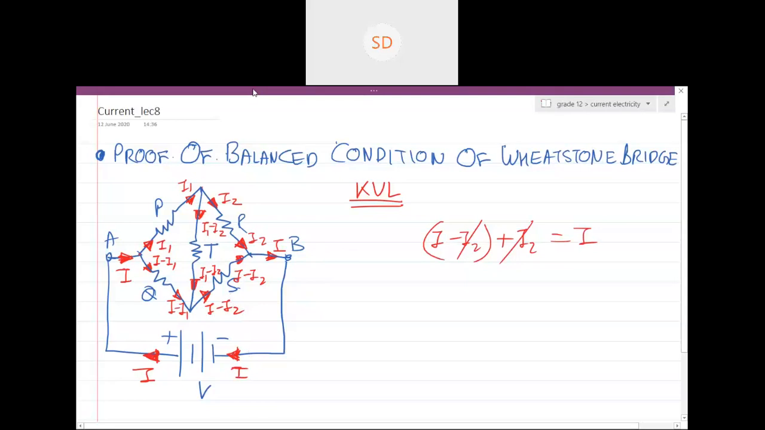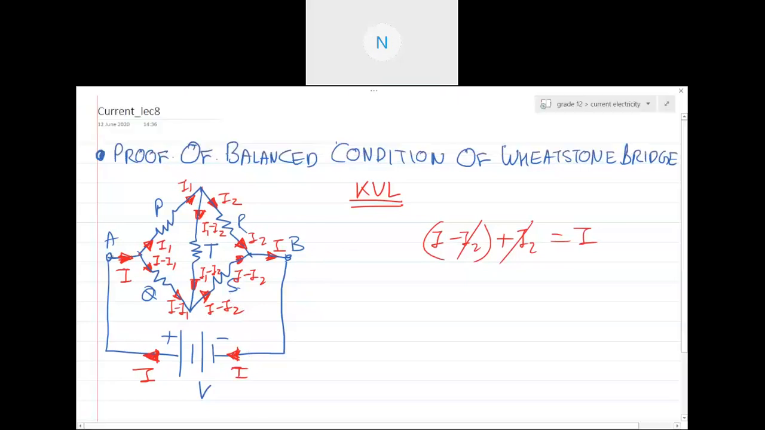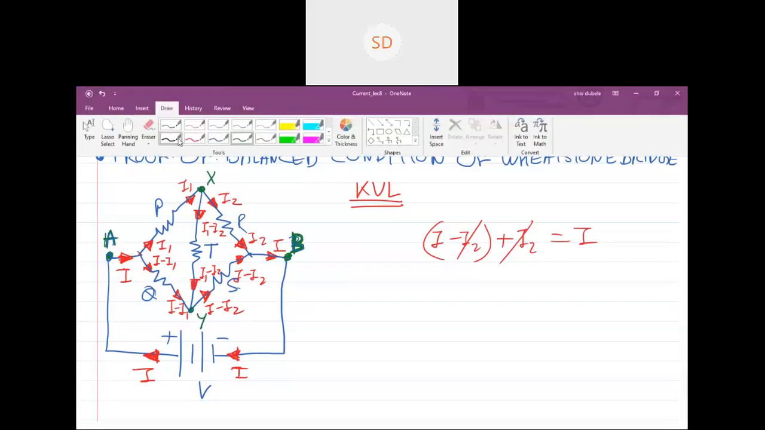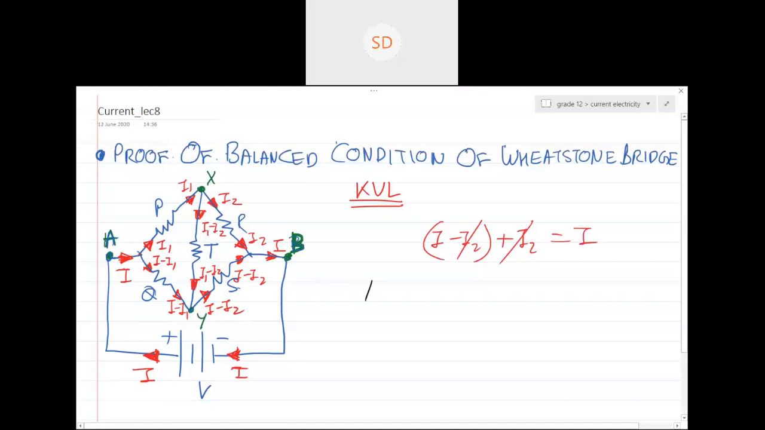Now can you make the equations? I'll just name all the points again. Let's say this is your A point. This is your B point. This is your X, and this is your Y. Is this clear? Okay. Now, can anyone apply KVL? Let's apply KVL to loop A, X, Y.